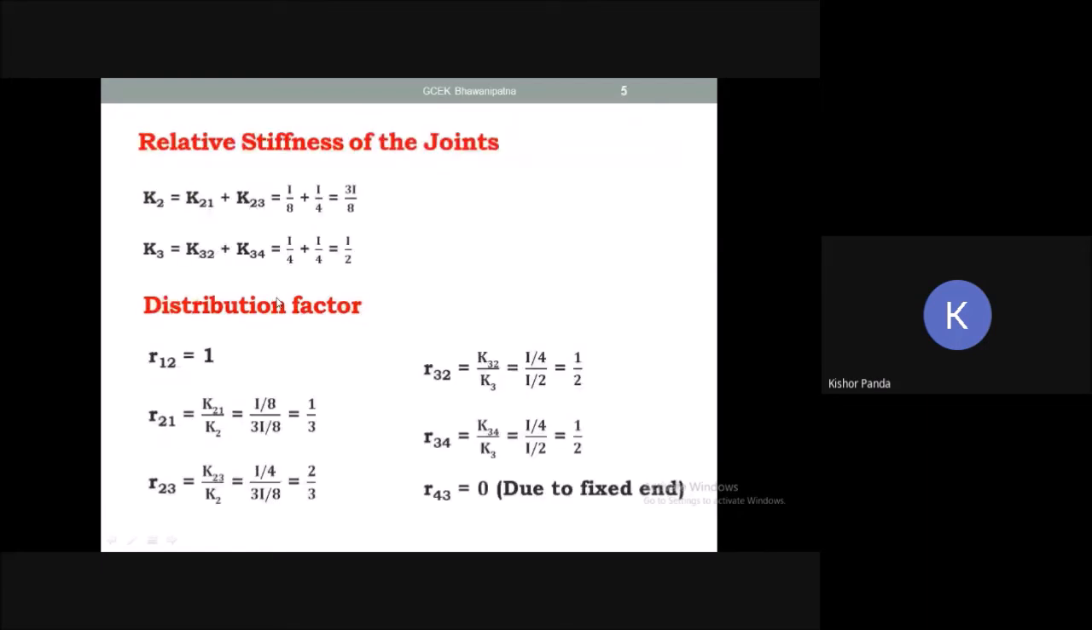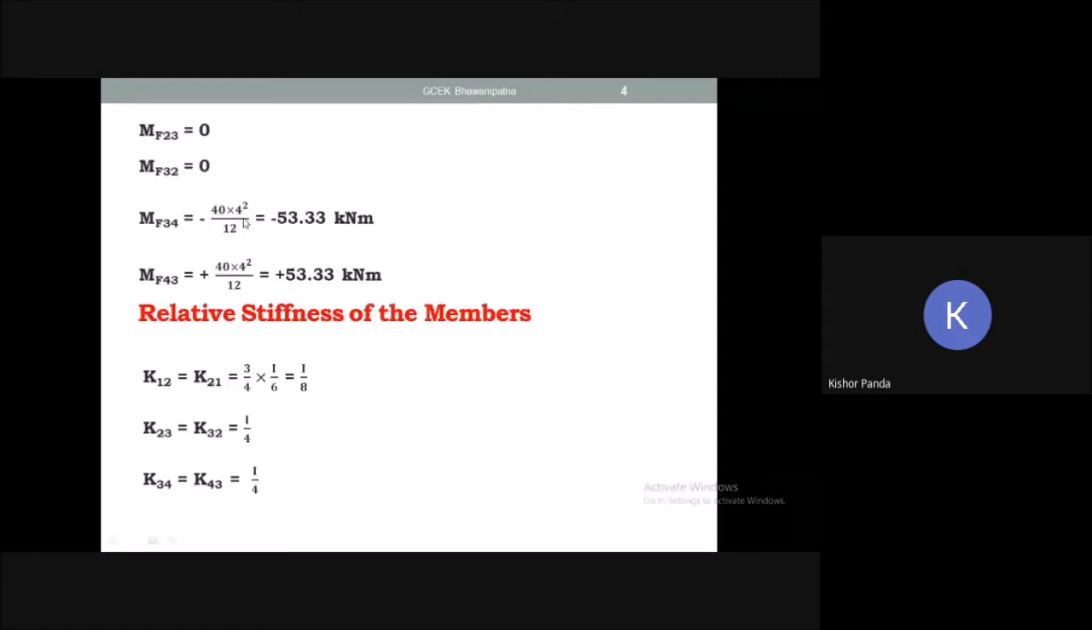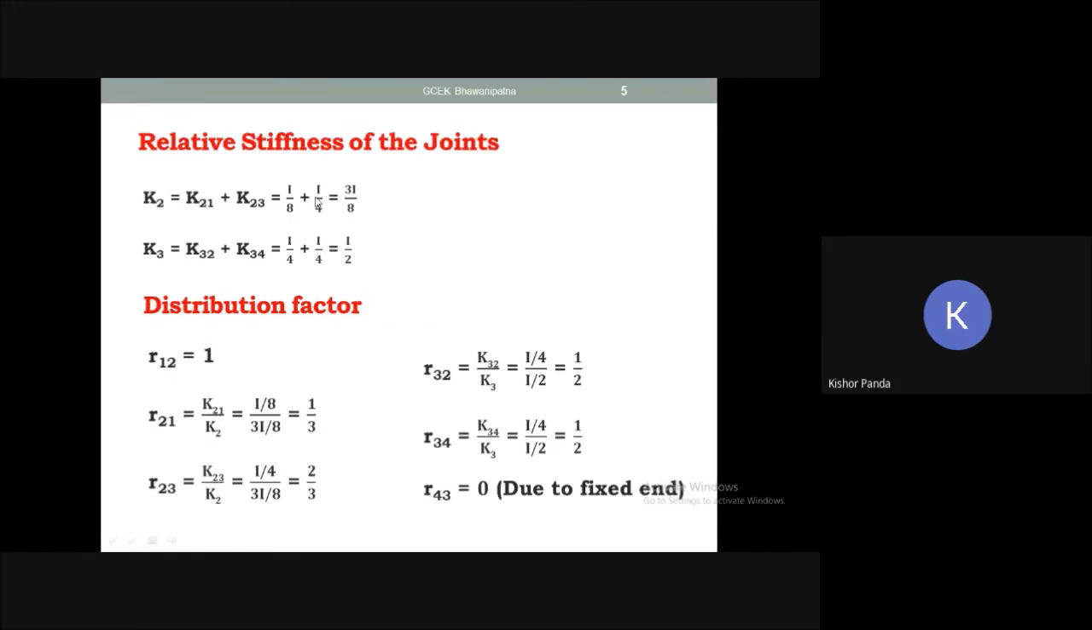So first you find out the relative stiffness of the joint. K2 is equal to K21 plus K23. Already you know K21 and K23. K21 is equal to I by 8 and K23 is equal to I by 4. I by 8 plus I by 4 is equal to 3I by 8. Then find out K3. K3 is equal to K32 plus K34. This is also I by 4 plus I by 4 is equal to I by 2.